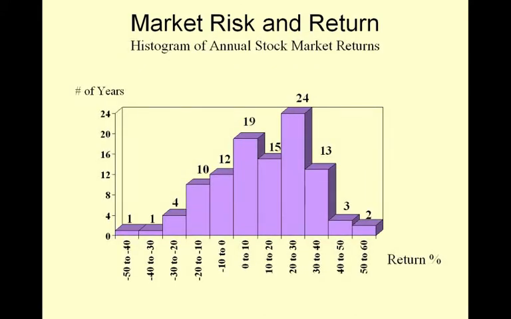This graph shows the distribution of annual rates of return in the U.S. stock market over more than 100 years. As you can see, it's most common to earn somewhere between 0 and maybe up to 30 or 40% one year to the next on an investment in the U.S. stock market.